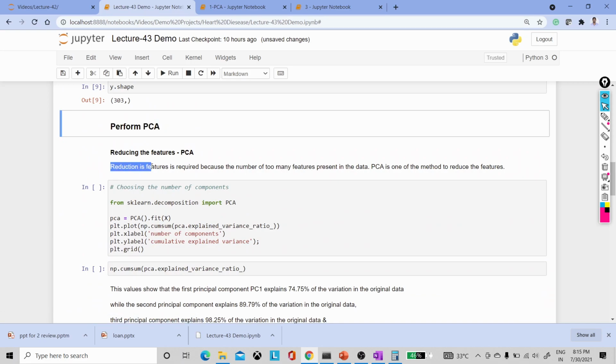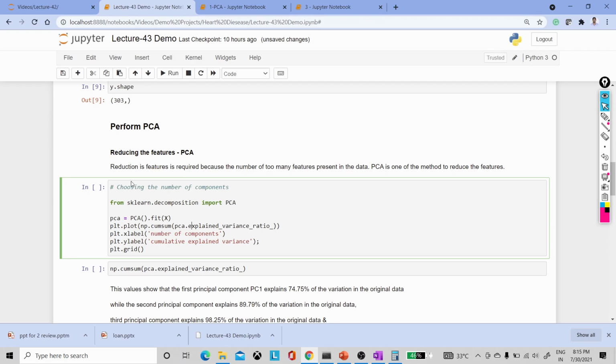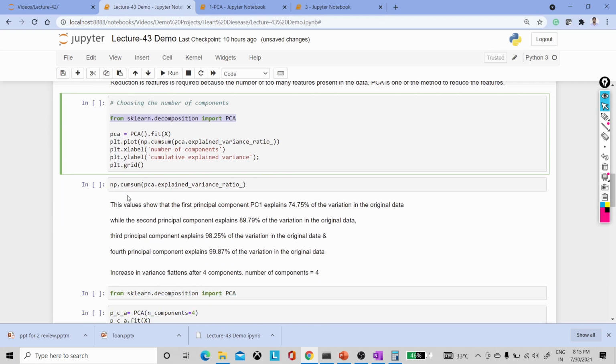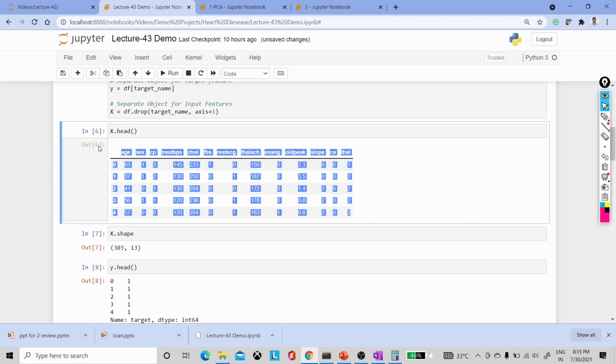PCA, meaning feature reduction, is required because there are too many features present in the data. PCA is one of the methods to reduce the features. So I am importing the PCA library. I feed my X to this, and X means my independent data. So this is the data I feed to my PCA.